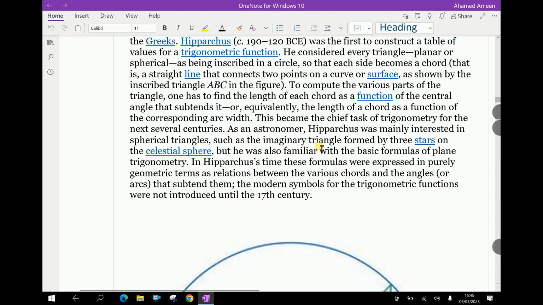As an astronomer, Hipparchus was mainly interested in spherical triangles, such as the imaginary triangle formed by 3 stars on the celestial sphere. But he was also familiar with the basic formulas of plane trigonometry.